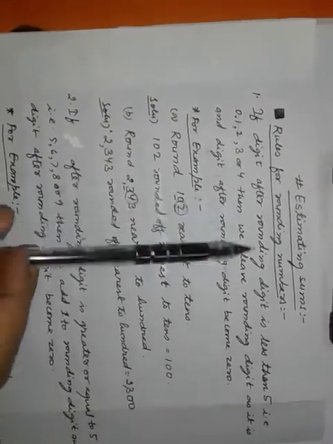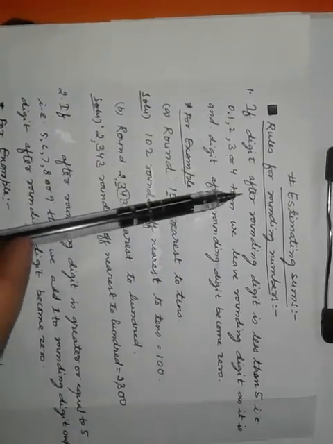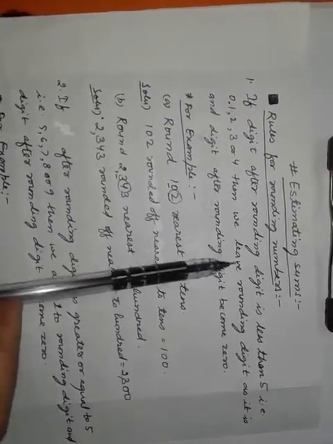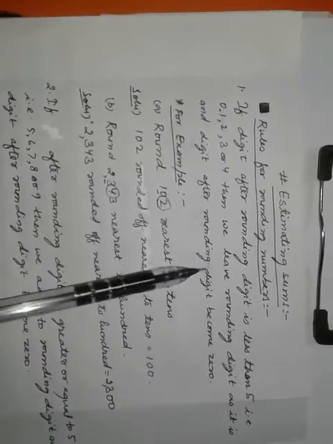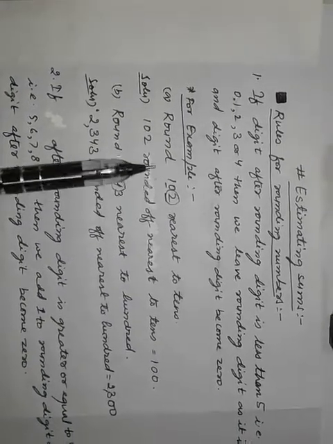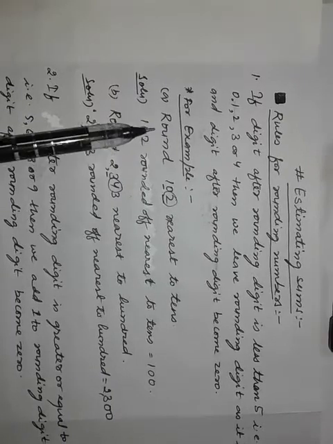The first rule for rounding numbers is: if the digit after the rounding digit is less than 5, that is 0, 1, 2, 3 or 4, then we leave the rounding digit as it is, and the digit after the rounding digit becomes 0. Okay, for example.